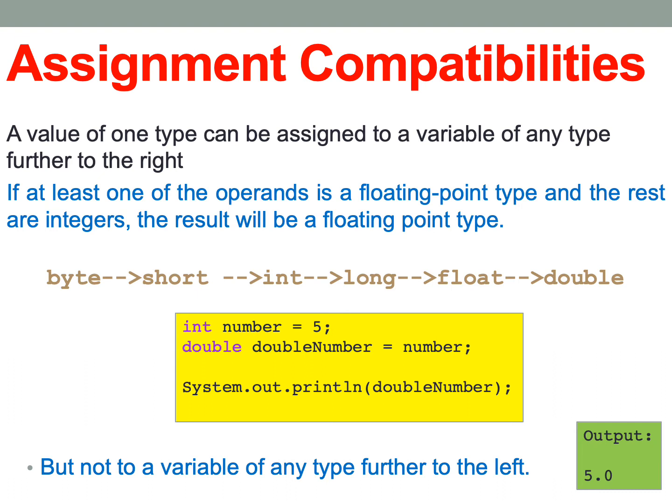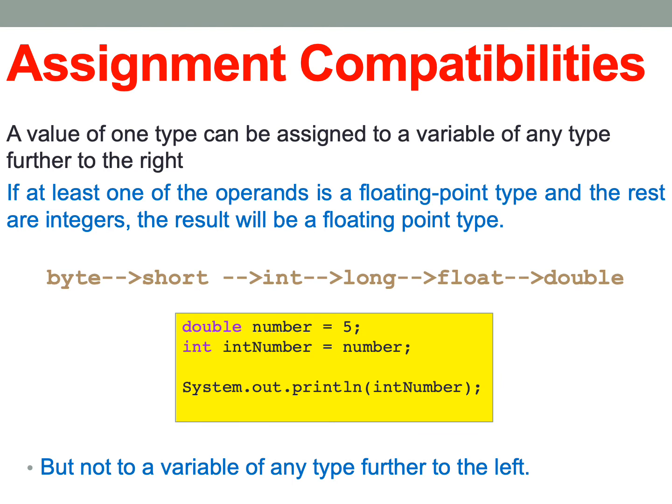What should we do if we want to display only the value 5 when we print out our double number variable? Instead of using system.out.println, we can use system.out.printf %.0f. So this will display only the value 5. However, the type of double number is still a double.